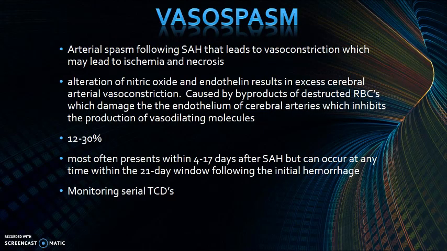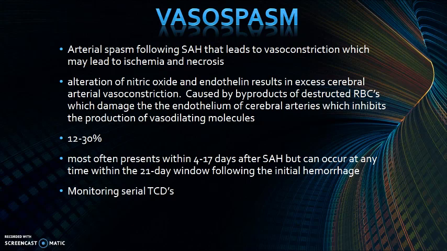All right, a vasospasm, like I said, is an arterial spasm following a subarachnoid hemorrhage that leads to vasoconstriction, which in turn can lead to ischemia and necrosis, or lack of blood flow and death of tissue. The destruction of red blood cells releases certain substances. Nitric oxide is one of them, and this substance can cause vasoconstriction. Some of these byproducts also can damage the endothelium of the cerebral arteries, which inhibits the production of molecules that can cause vasodilation to counteract vasoconstriction.